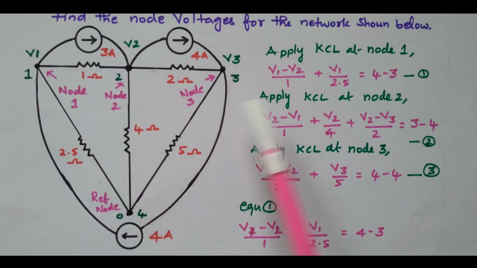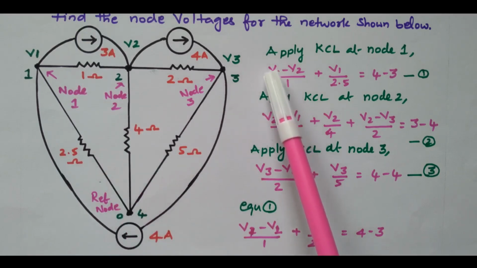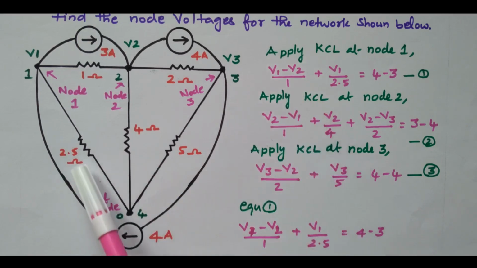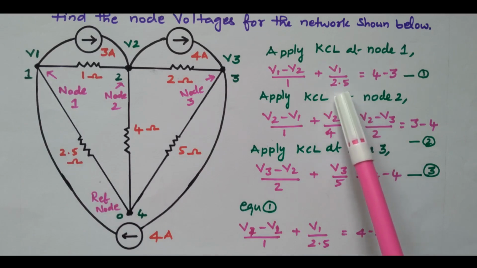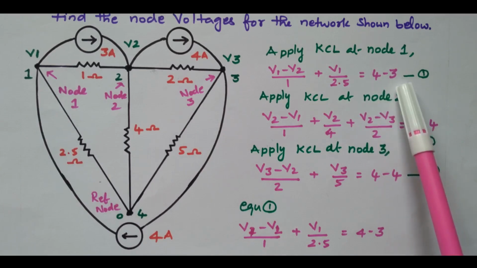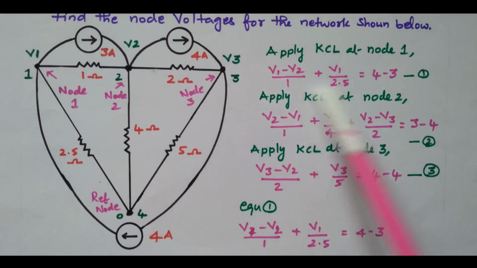For the 1 ohm resistor, connected between node 1 and 2, it is V1 minus V2 divided by 1. The 2.5 ohm resistor is connected at node 1, so V1 divided by 2.5. That is equal to the 4 ampere coming towards node 1, and the 3 ampere going away from node 1, so it is minus 3. We will take this as equation number 1.